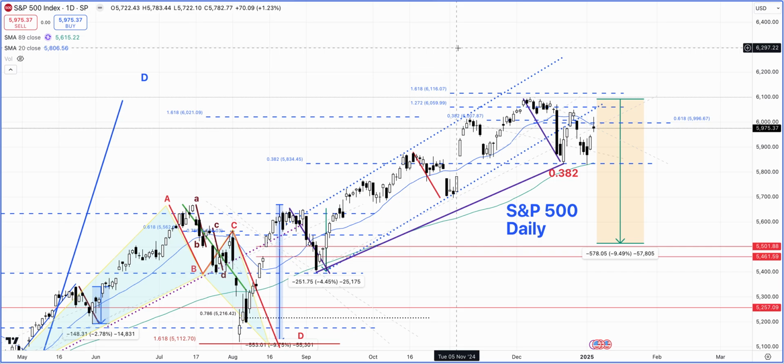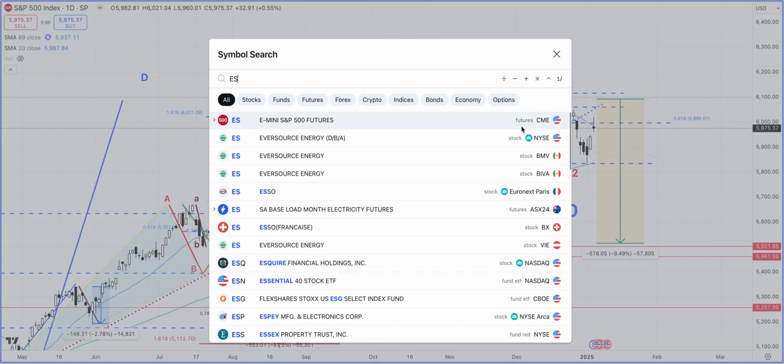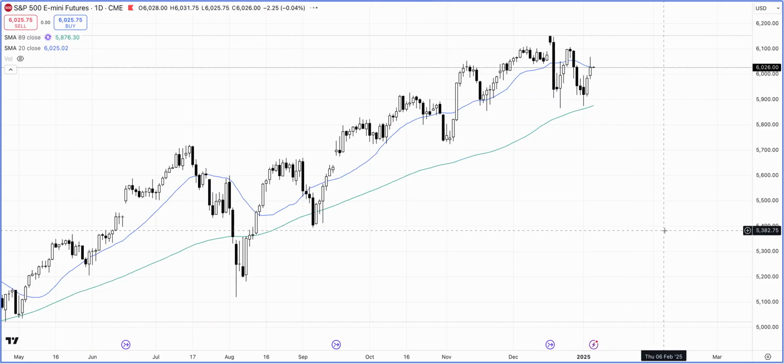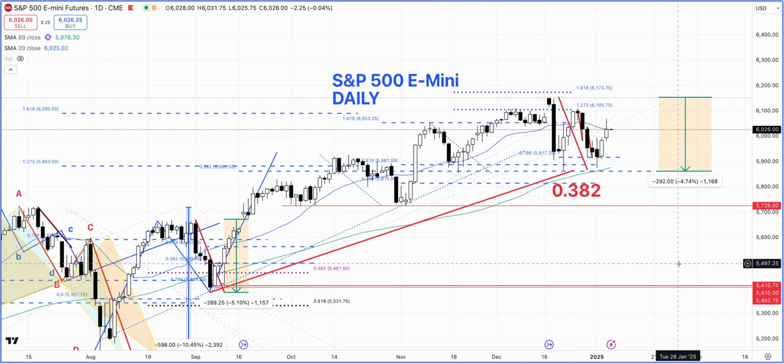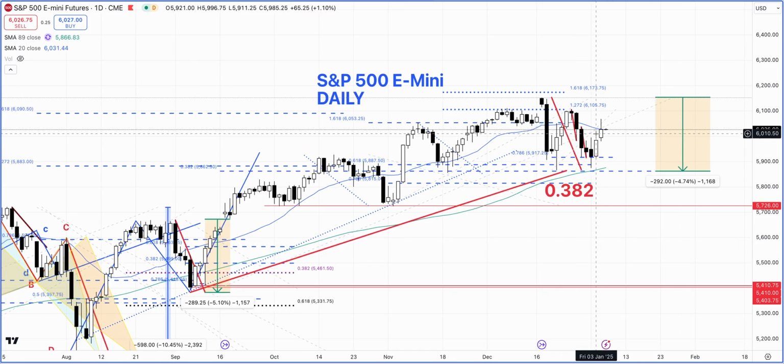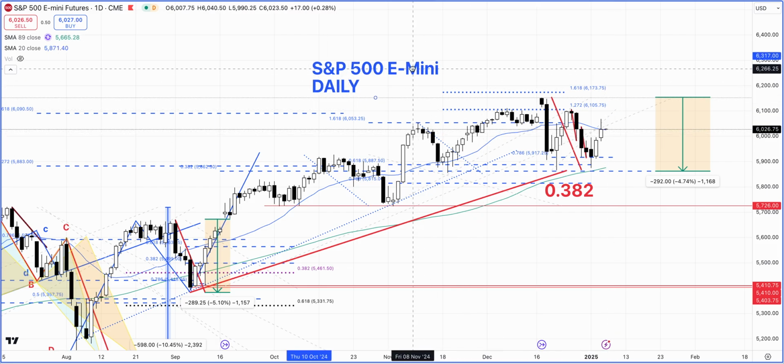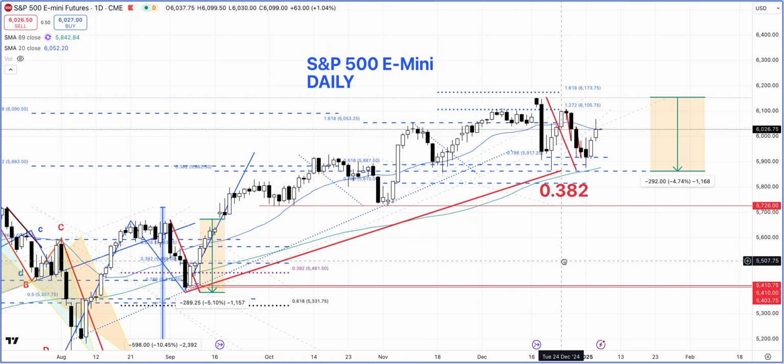Now let's take a look at the ES, because that's going to be the S&P 500 futures. On the futures, you can see a slightly different kind of candle formation, but still right at the 20-day moving average. If it gets above this, that's going to be good for the momentum side of things, and then I think a move to make new all-time highs will clear up. Again, the 38.2% retracement was respected with this double bottom.